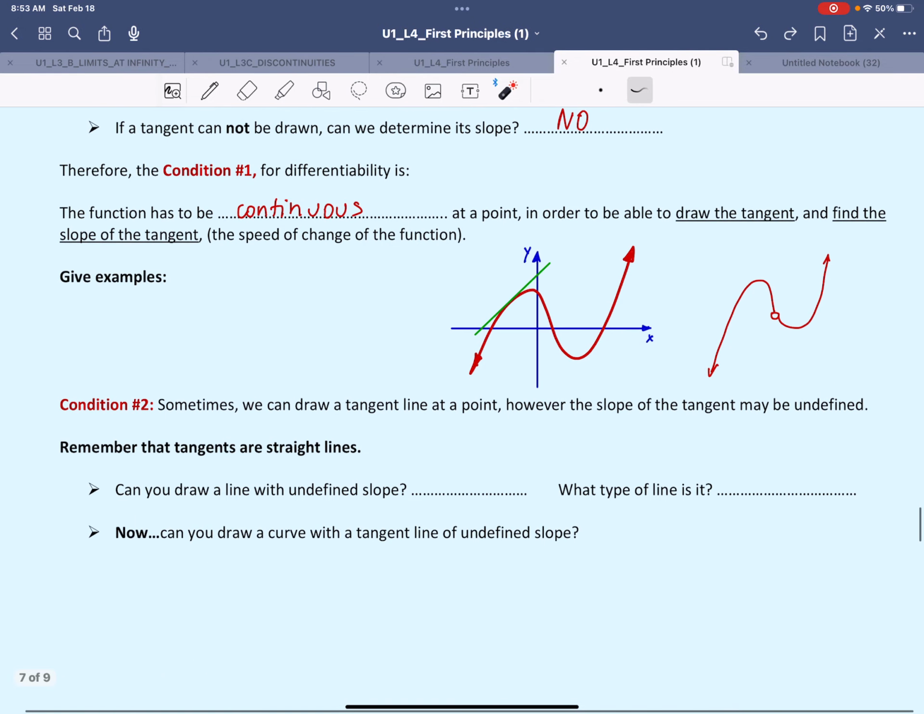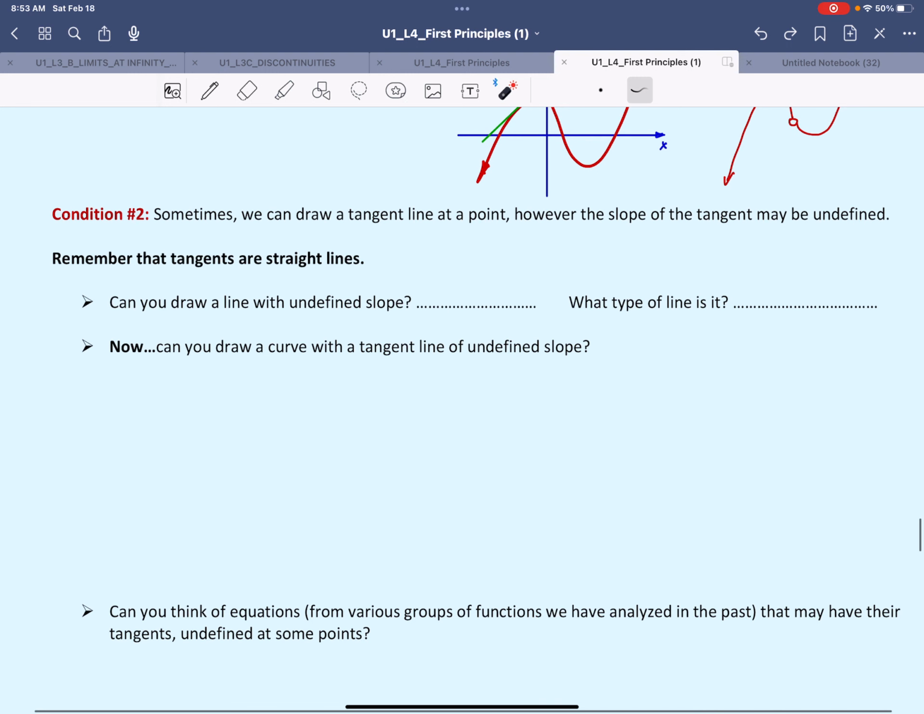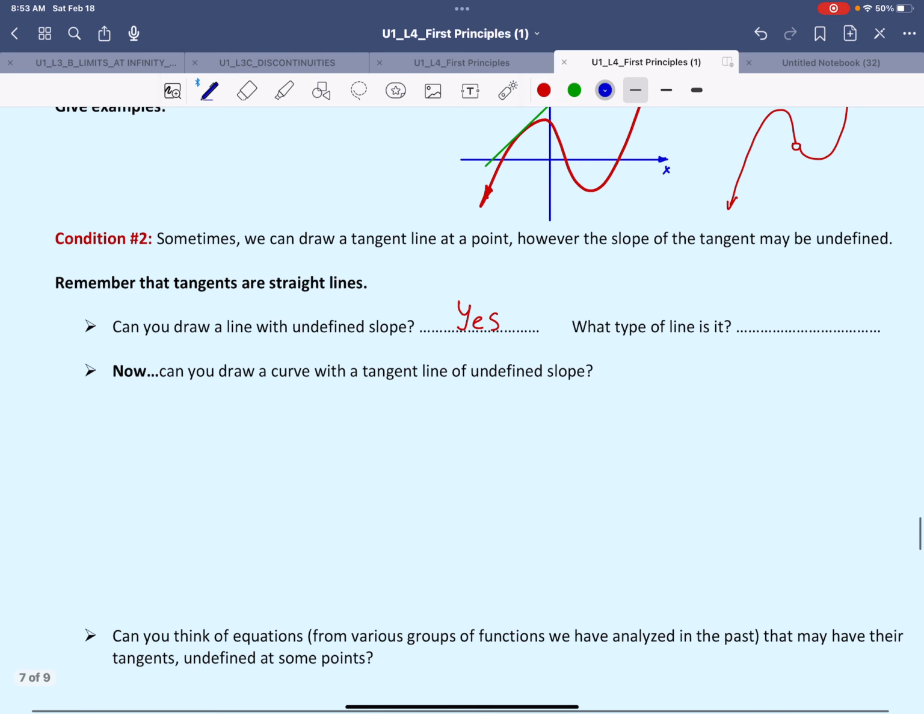Now, the second scenario that I want us to discuss is cases where we can draw a tangent line, however, we cannot measure the slope of it. If we cannot measure the slope of a tangent line, it means we cannot measure the derivative. Remember that tangent lines are straight lines. Can you draw a line with an undefined slope, which means that the derivative would be undefined? I would say, oh yes, I remember some of them. What type of line would this be? I'm going to bring as examples here, this line. That's a straight line.